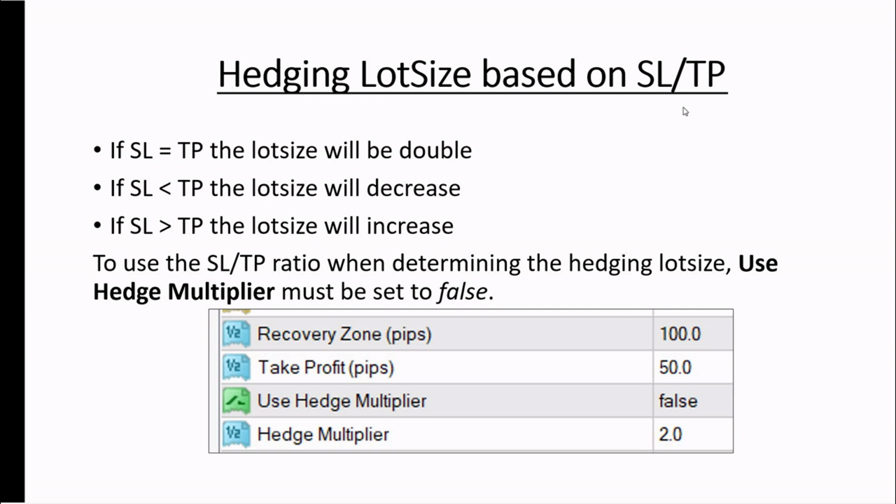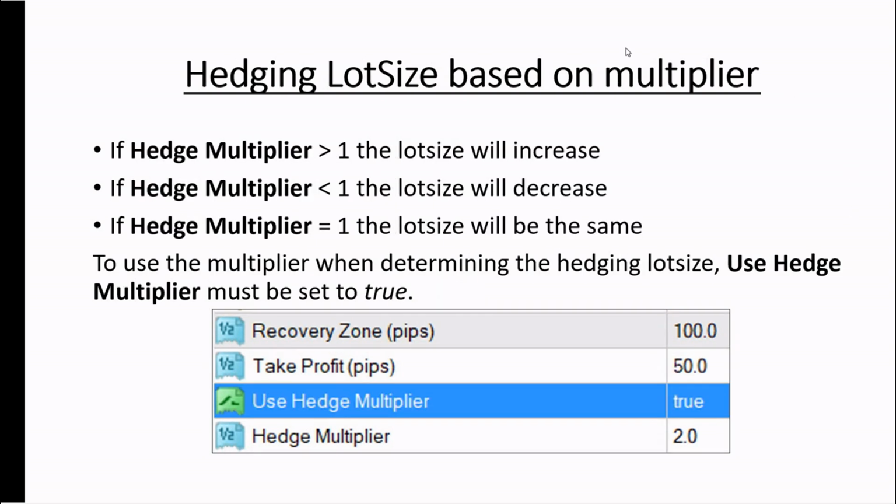It is a more advanced, maybe more mathematical method, and if you are not comfortable with it or you don't make any use of it, just use the multiplier. It is much easier. Set the use hedge multiplier to true. The Expert Advisor will then ignore the ratio between recovery zone or stop loss and the take profit, and it will use the multiplier, which is 2 in this case. That means double the lot size.